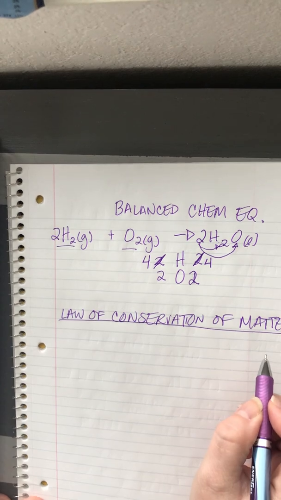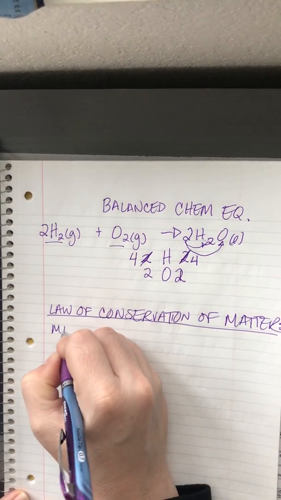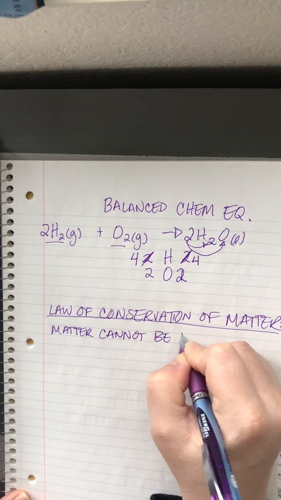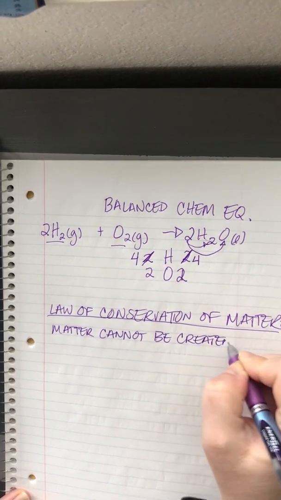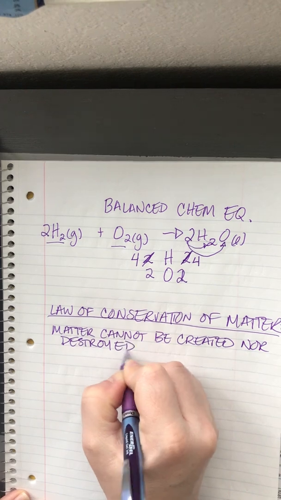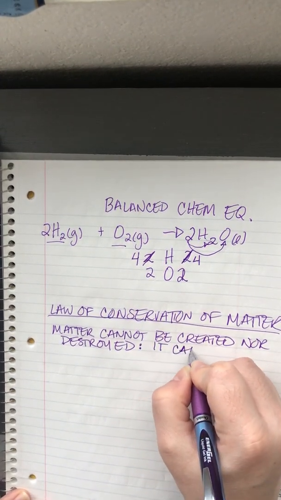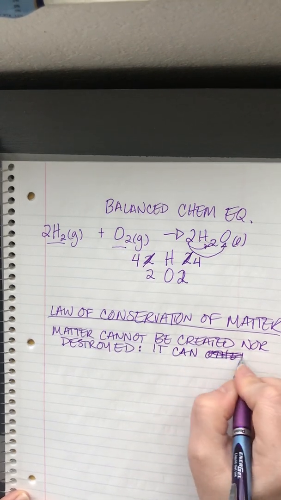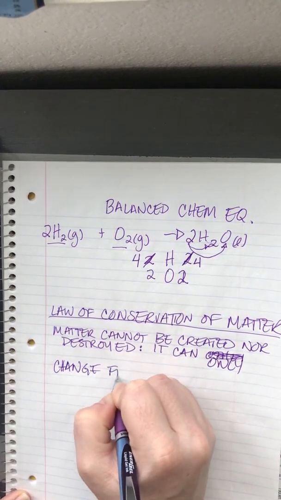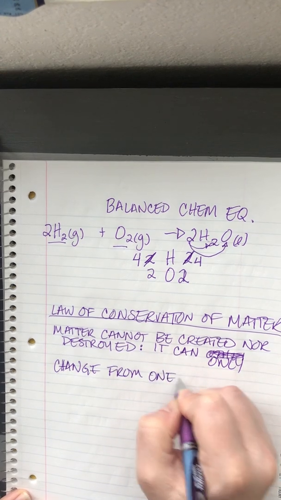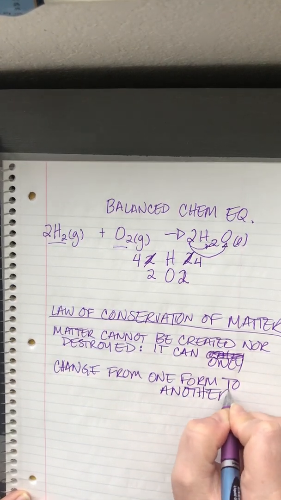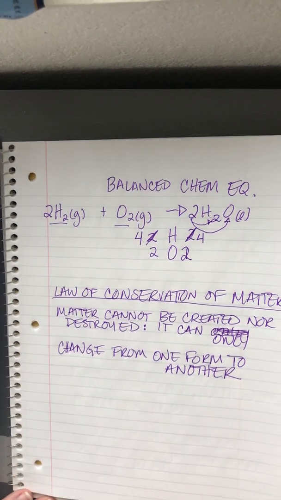All right, so the law of conservation of matter says that matter cannot be created nor destroyed. It can only change from one form to another, which is just a fancy way of saying you can't make something out of nothing, right?